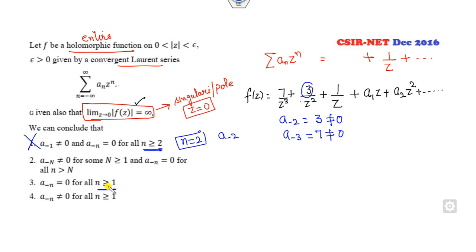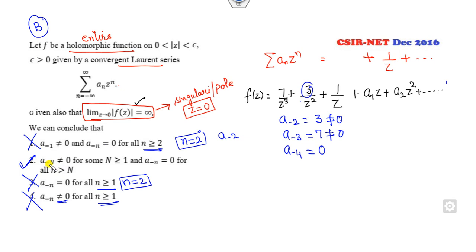Again, you can see whenever n is greater than 1, if I take n as 2, then a of minus 2 is 3, which is non-zero again. Whenever n is greater than 1, this is not always 0. But if I simply consider this series, what is my a of minus 4? There is no coefficient of z raised to power 4, so a of minus 4 is 0. But he said for all n it is non-zero. This option is cancelled. The only remaining option, B, is the right answer.